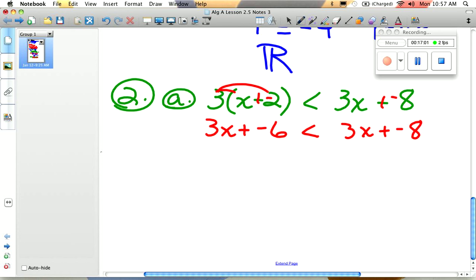Okay, we've done our simplifying. Next question you ask yourself? Are there variables on both sides? Yes. Okay, so what are we going to do? Subtract 3x from both sides.